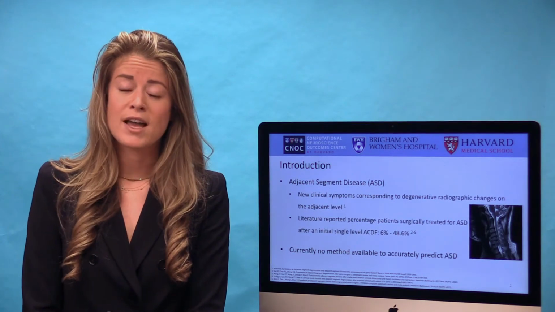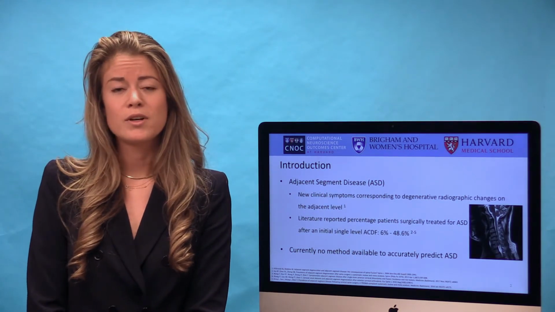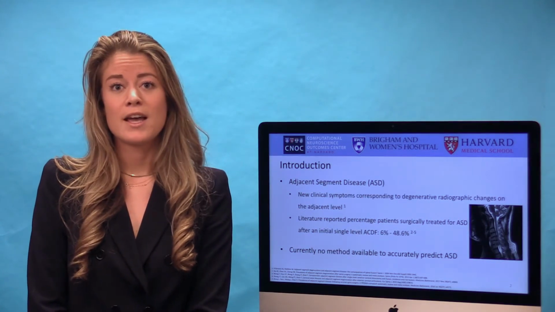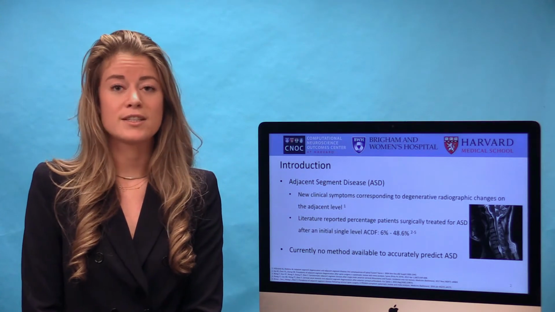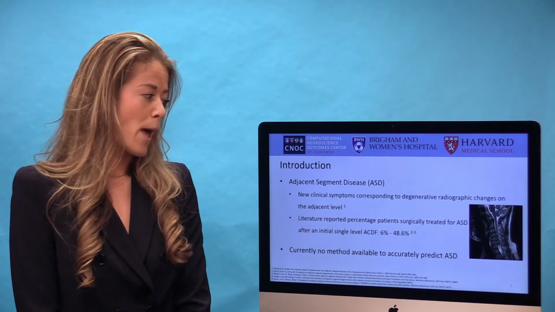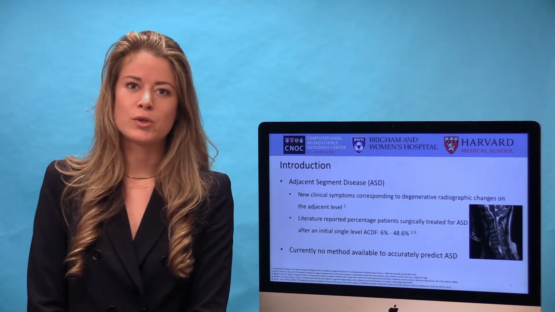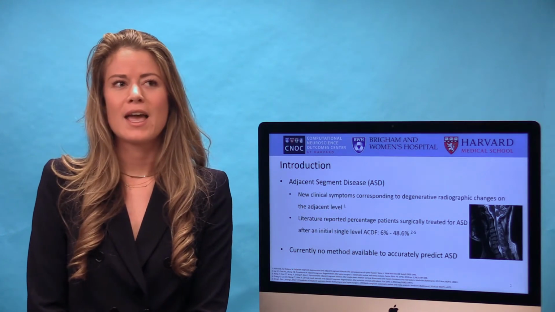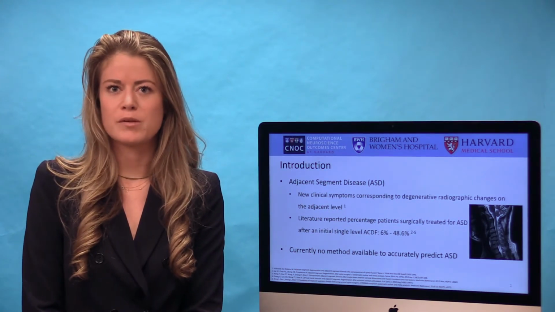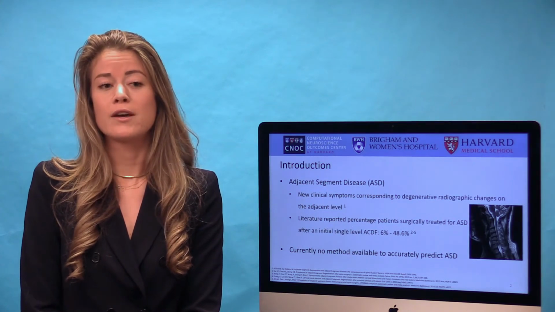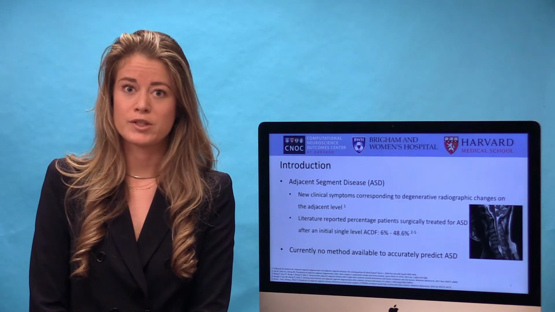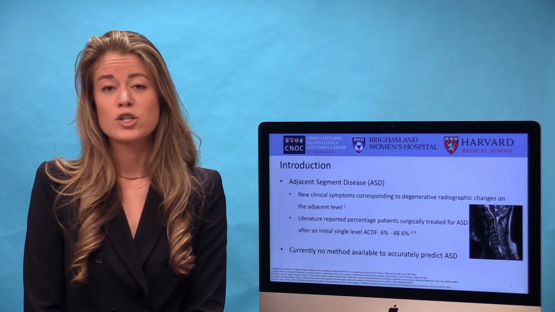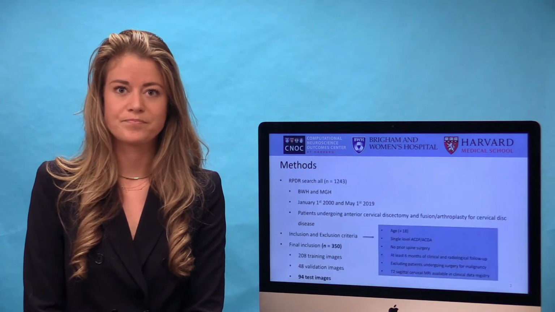Adjacent segment disease is defined as the onset of new clinical and radiological symptoms after initial ACDF surgery at the adjacent levels from the index. It is estimated to arise in about 15% of patients, and currently we don't have an accurate prediction method, and therefore we trust the clinical expert's opinion, and we use this clinical expert opinion as a comparison to the performance of our own model in this study.